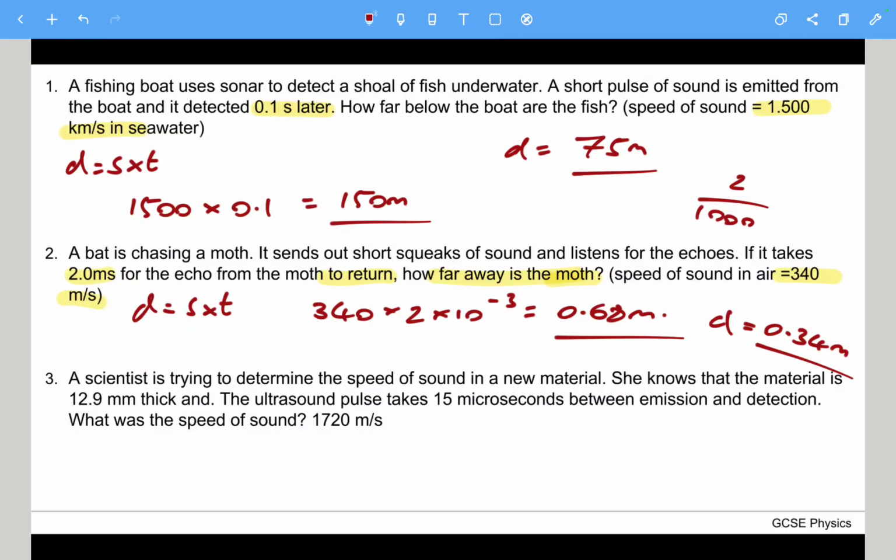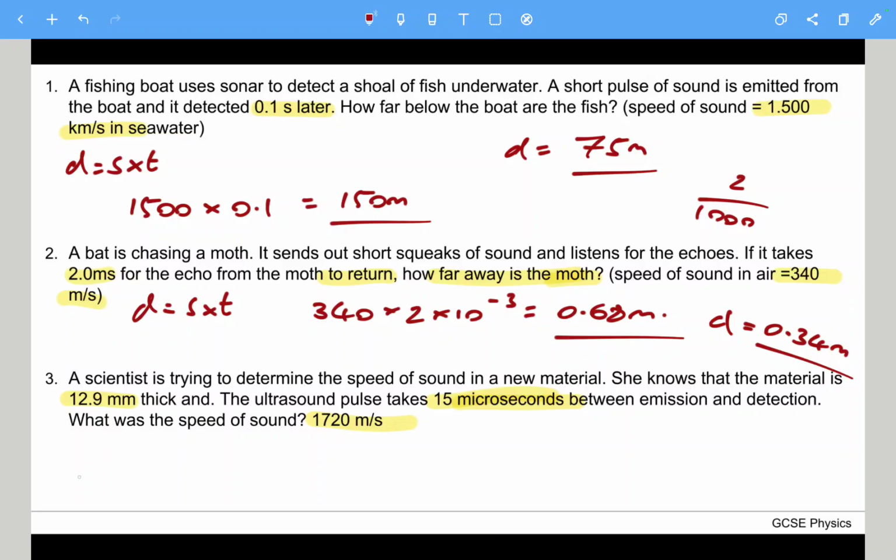Now the last one is a bit of a show me question, so I've left the answer on there, if you noticed it. So that's the answer. The question is, how would you get that answer, or how would you show that? So number 3, a scientist is trying to determine the speed of sound in a new material. She knows that the material is 12.9 millimeters thick because she could just measure it. And she can measure the time taken for the ultrasound pulse to return as 15 microseconds.